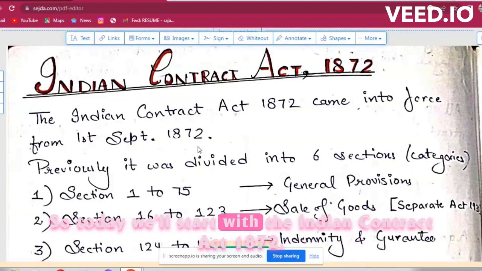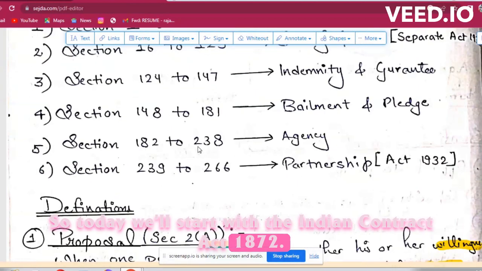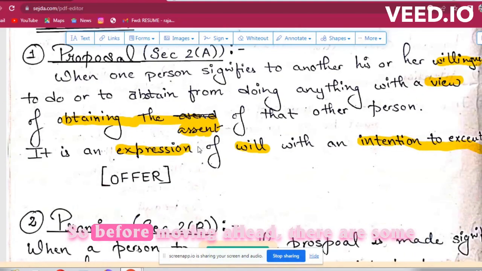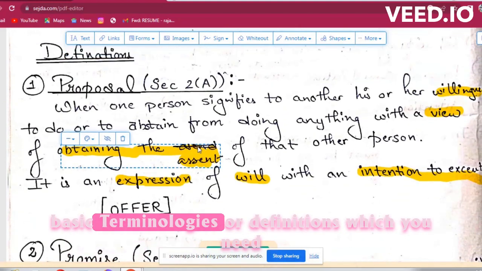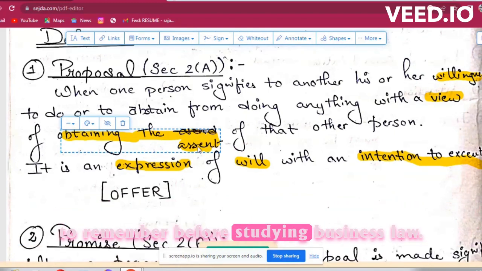So today we'll start with the Indian Contract Act 1872. Before moving ahead, there are some basic terminologies or definitions which you need to remember before studying business law.